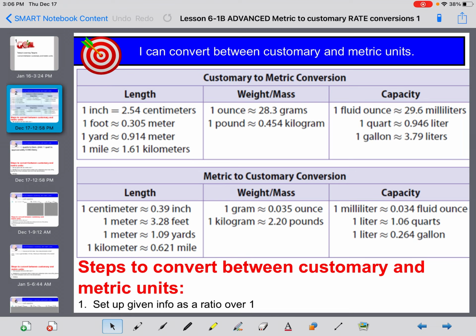In this chart, you're able to see some of the customary and metric conversions. These are our conversion factors. So, for example, inches is in customary units, and centimeters is in metric units. 1 inch is 2.54 centimeters. Refer back to this periodically throughout the day.